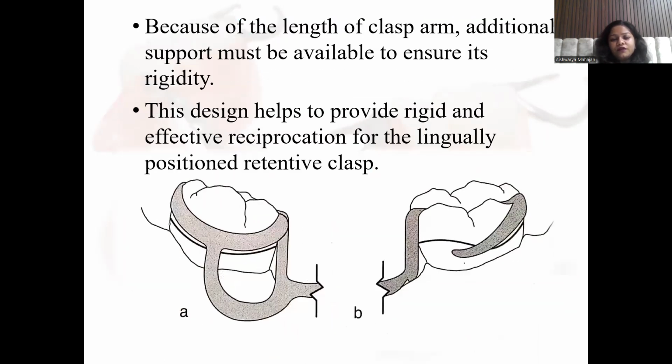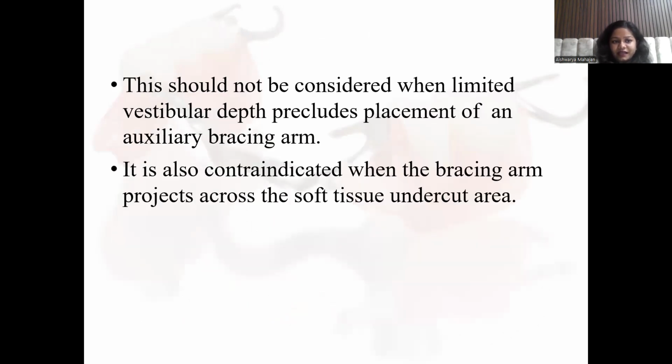Because of the length of the clasp arm, additional support must be available to ensure its rigidity. This design helps to provide rigid and effective reciprocation of a lingually positioned retentive clasp. This should not be considered when limited vestibular depth precludes placement of an auxiliary bracing arm. It is also contraindicated when the bracing arm projects across the soft tissue undercut.